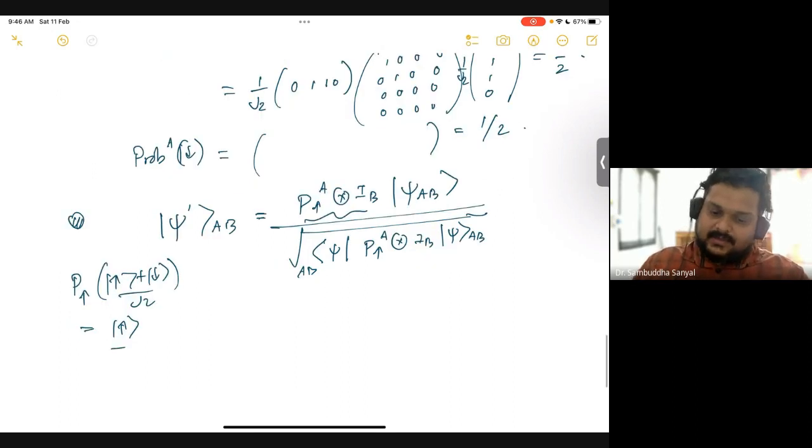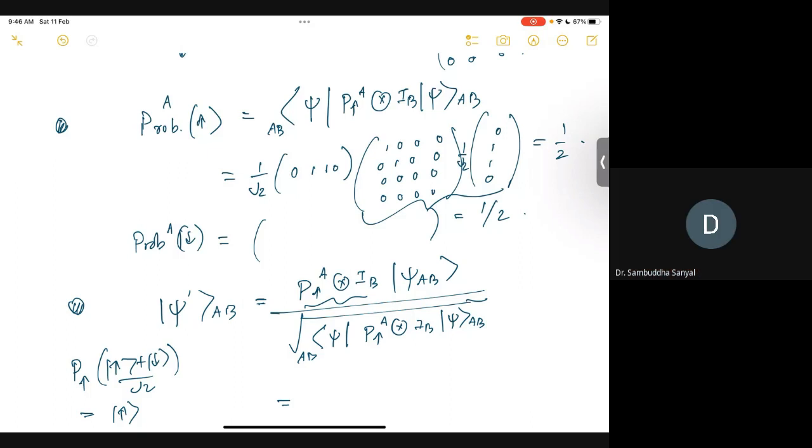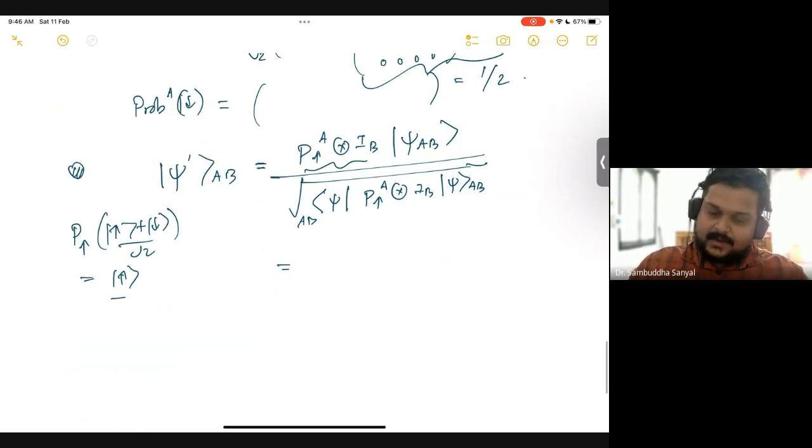So if you do this, you will get. So you know how to do this because you have to multiply this and this in the numerator, and the denominator is already 1 by root 2. You know that because we have already calculated this quantity. So you will get 0. If you do this, what happens?